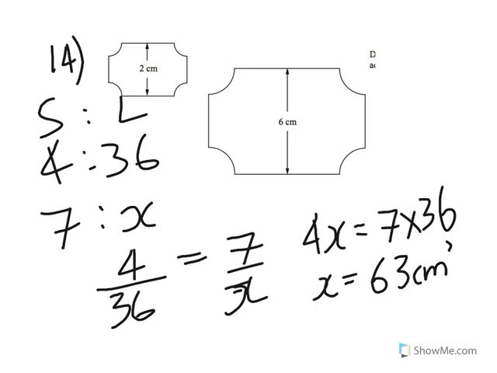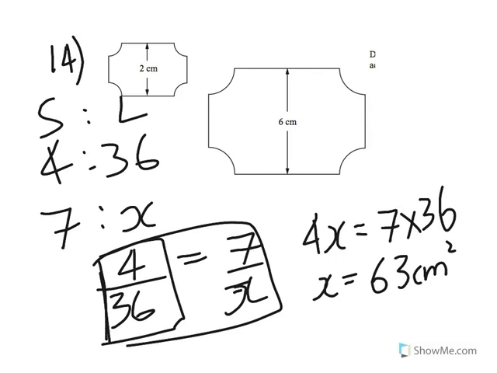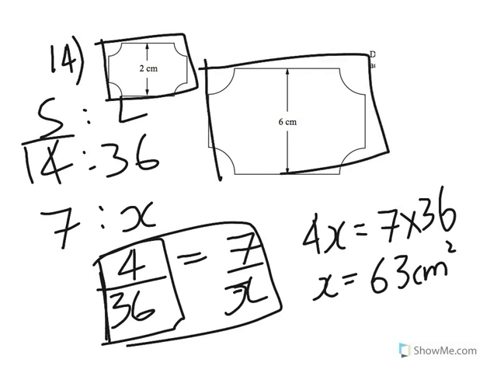Which is just 63 centimeters squared. Now, the reason you can equate their ratios is because you're keeping the same ratio you established in the beginning, 4:36. So you're saying that if the area of this was 4 centimeters squared, the area of this would be 36 centimeters squared. So you're just keeping that same scale factor for this area.